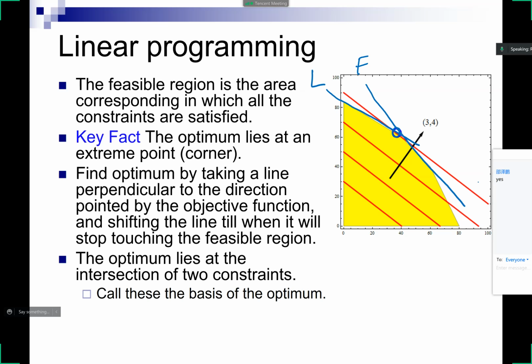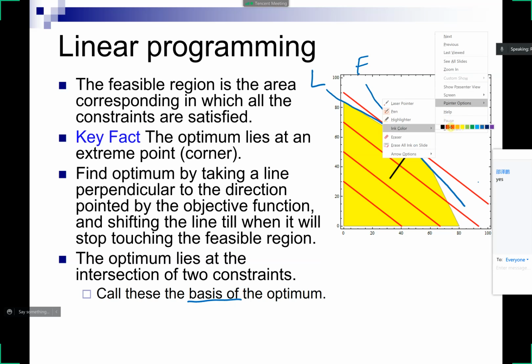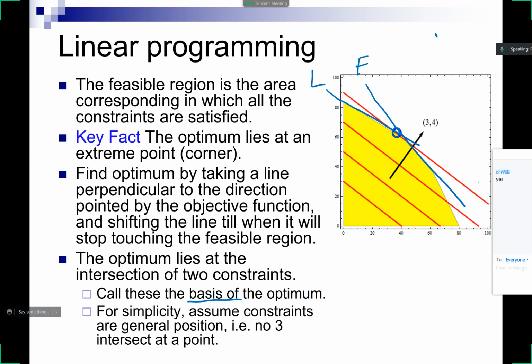We're going to call these constraints the basis of the optimum. Let me go back to red over here. So these are the basis for the optimum.